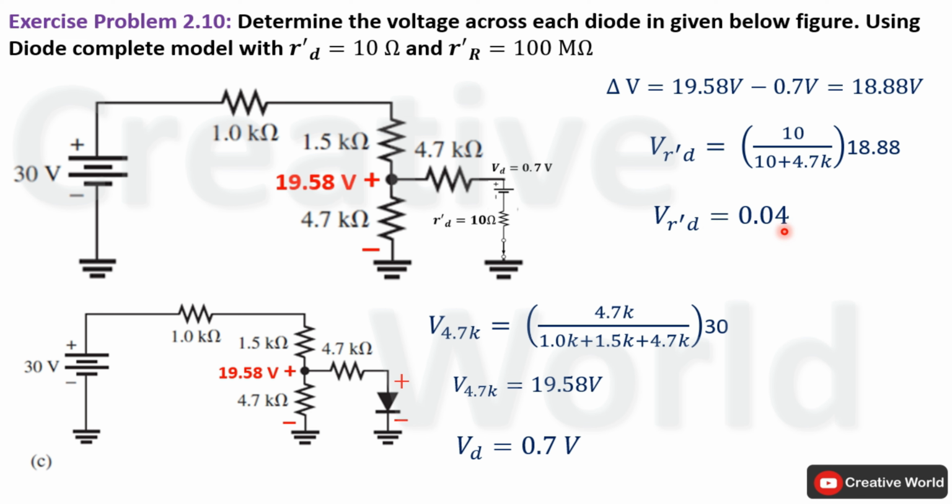After calculating the value of voltage across this resistance, now we have to add up these two voltages to find out voltage across the complete model of diode. That will be equal to 0.7 plus 0.04 volt. It will become 0.74 volt. So 0.74 volt will be appearing across the complete model of diode in this network.